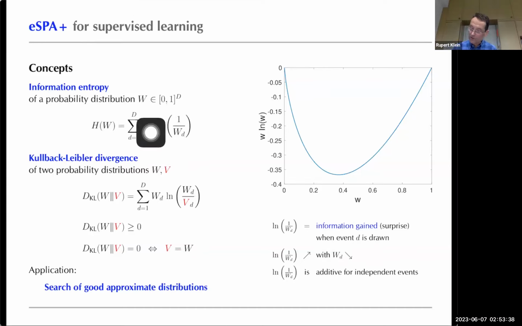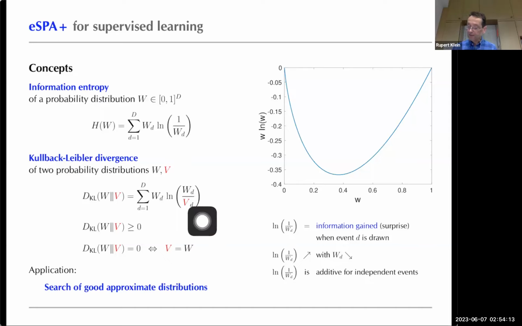Now, I can use the same formula here to compare two distributions, namely a given distribution W that I think is the truth, with another distribution that I find to be approximate and that is supposed to be a good approximation. So I can measure the entropy of the true distribution and compare it with the statistical average of the log of the approximate distribution.